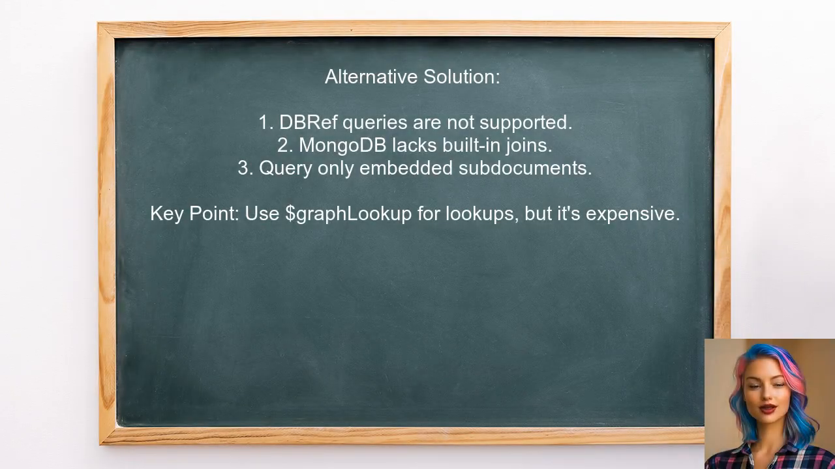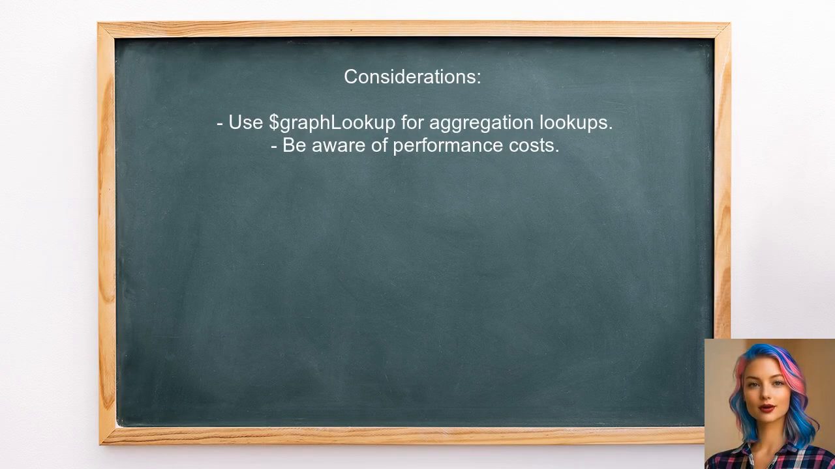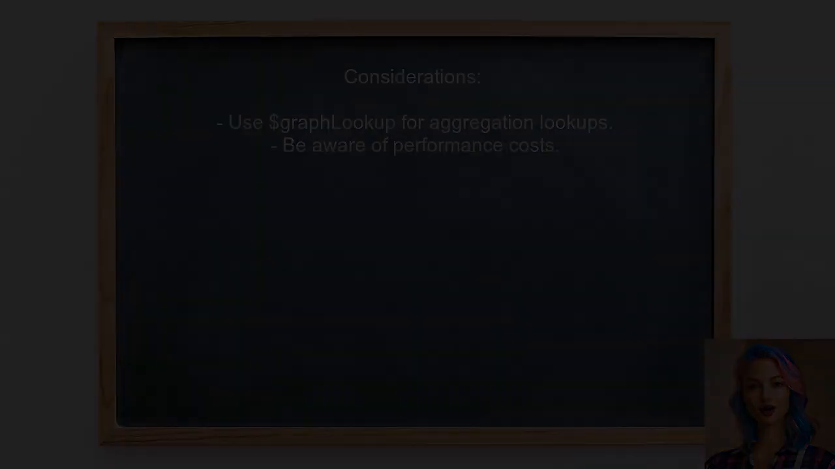This user explains that querying across DBRef references is not supported in MongoDB. They clarify that MongoDB is a document-oriented database without built-in joins, meaning you can't directly query fields in reference documents. Instead, you can only query embedded subdocuments. They also mention that since MongoDB version 3.4, the aggregation framework includes a feature called graph lookup, which allows for document lookups during aggregation. However, they caution that these lookups can be costly in terms of performance.